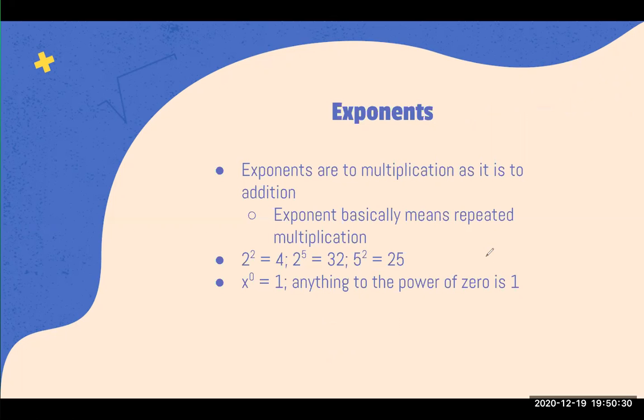Okay, next: anything to the power of 0 is just 1, because it is. There's a reason to it, but I don't really want to explain it to you right now because we're on a really tight schedule. Just remember that anything to the power of 0 is 1. Always remember that. That rule is never broken.